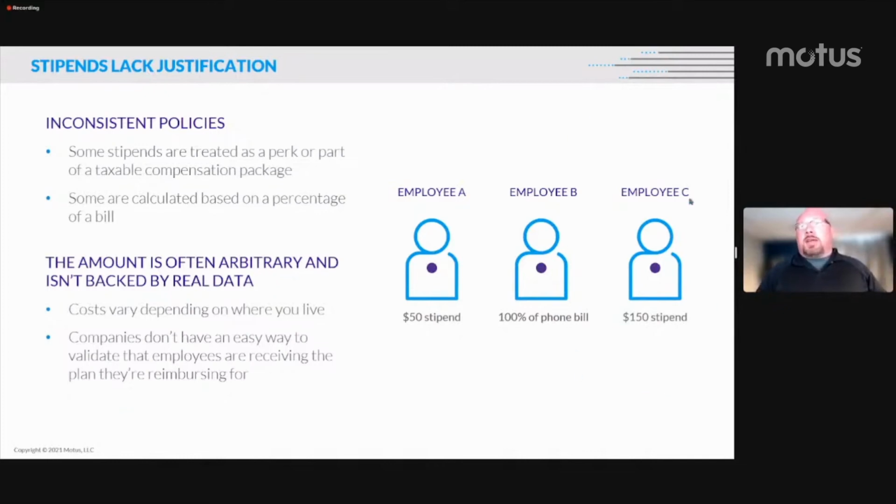And then you have those that get a $150 stipend. Maybe there's more than just a phone that's being reimbursed. Maybe it's home office, maybe it's internet, but there's no way to break that down. And when you just give out a singular reimbursement without substantiation, you get into taxation issues.